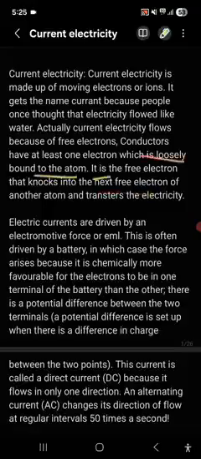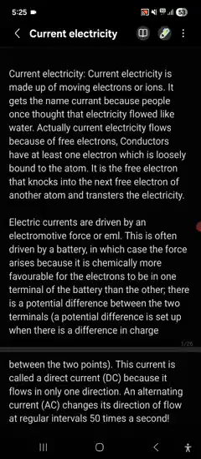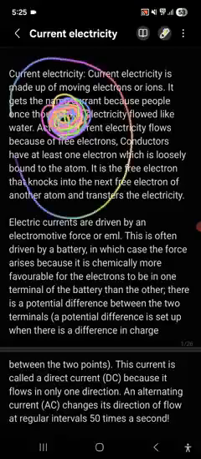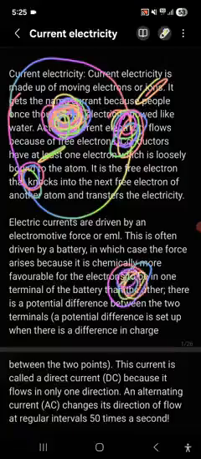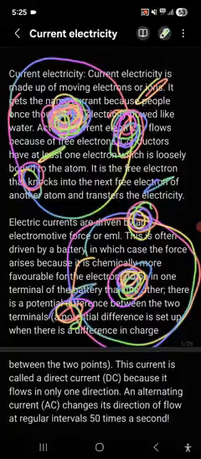It is the free electron that knocks the next free electron of another atom and transfers electricity. Imagine this is the nucleus of the atom, and this is the orbit, and there is one loosely packed electron. And there's another atom with an orbit, a loosely packed one, and a not loosely packed one.